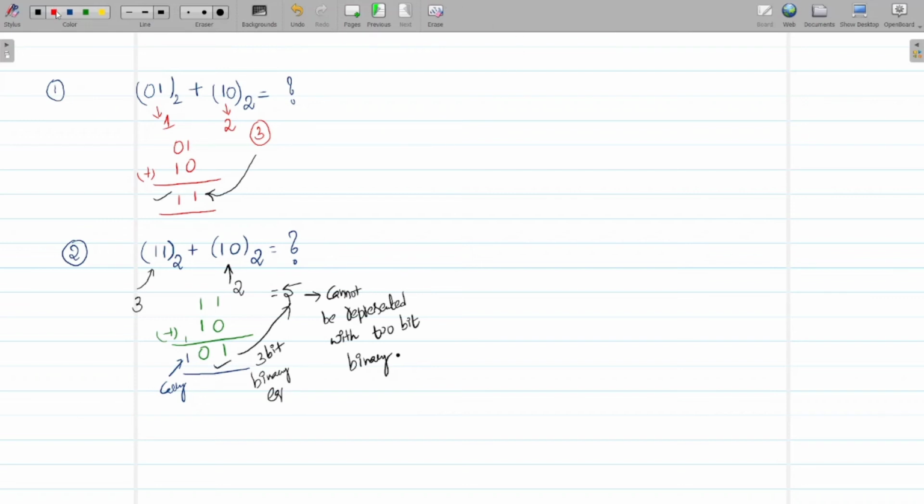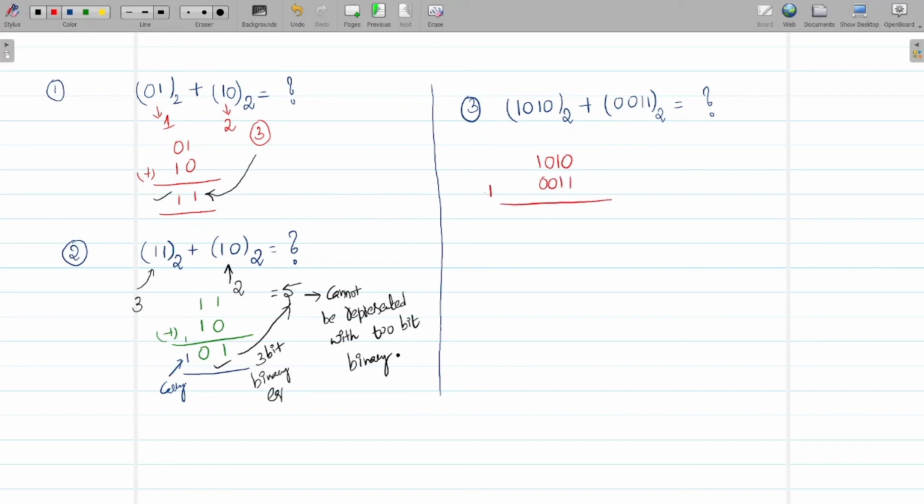Okay. So next, let me go to some 4-bit addition. So with that you can understand easily. So 1010, this is the binary number with base 2. Next I want to add this to 0011. So if I want to add these two binary numbers, how can I do this? So let me write 1010 and 0011, and add these two binary numbers.